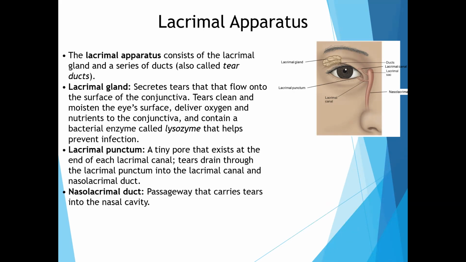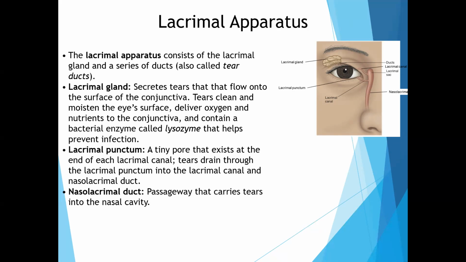Okay, our lacrimal apparatus. This is basically our tear ducts, but it's a little bit more in-depth than just a simple duct. We have a lacrimal gland itself. That's what secretes our tears, which go right onto the surface of the conjunctiva. These can help clean the eye surface. They obviously keep it moistened, deliver oxygen, and it also has lysozyme, which helps prevent infection. It takes care of bacteria.